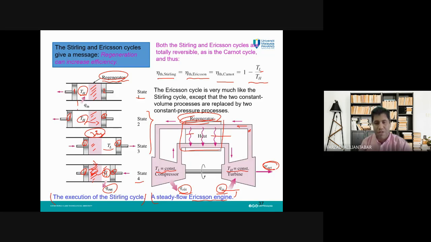So our purpose here is to increase TH or to reduce TL. Each one of them will increase the thermal efficiency of this cycle. So in the Ericsson cycle, we can increase this TH. How? Because in the compressor, we need to have a gas with lower temperature. How can we do that? If we absorb a portion of the Q here before the compressor.